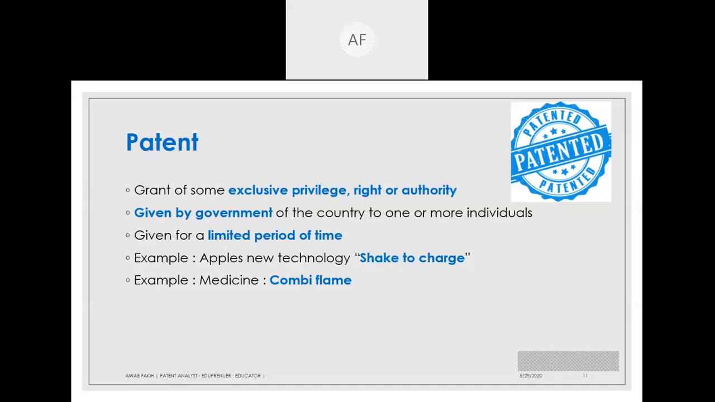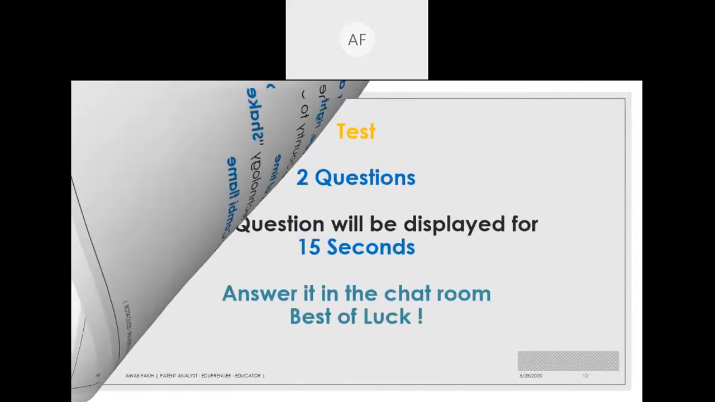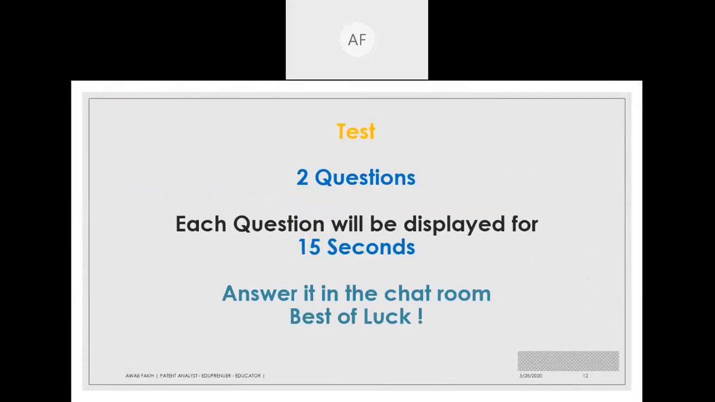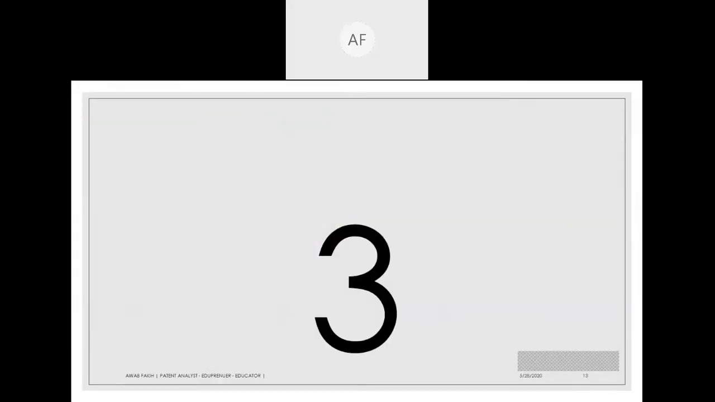With this, the few contents of patent, let's have a few MCQs on the patent right away. Two questions will be displayed in front of you. You'll get 15 seconds to answer each. Everything is timed. You have to answer in the chat room, just answering the options. Here we go. Yes, it's the same, 20 years.